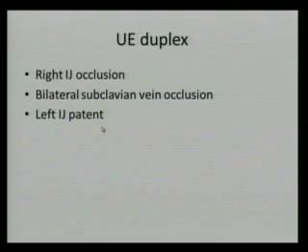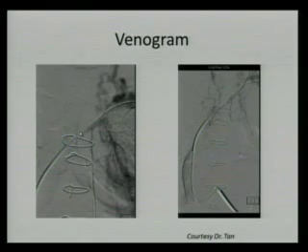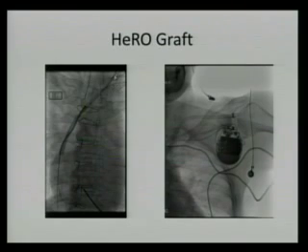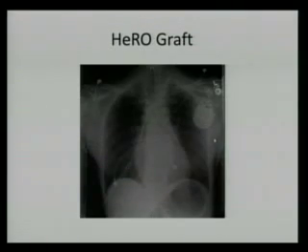And here's another example where he had right IJ occlusion, bilateral subclavian vein occlusion, and only left IJ is patent. There is also a pacemaker here, complete occlusion here, and he has put the wire from the left IJ, and now he has put a PTFE. So now you have this silicone catheter and the pacemaker wires, and the final product is here. You can see the catheter here. So that's called the HERO graft.